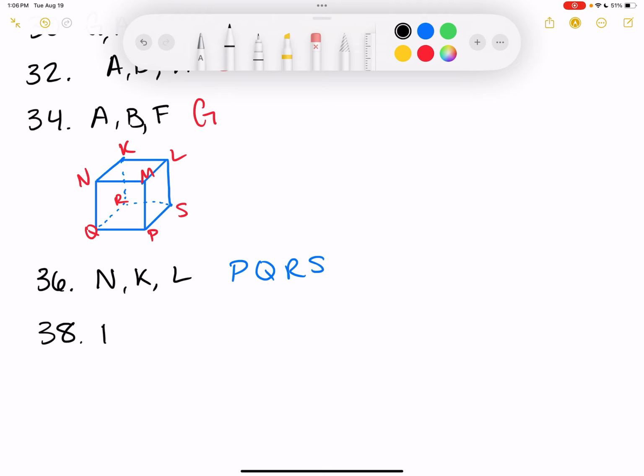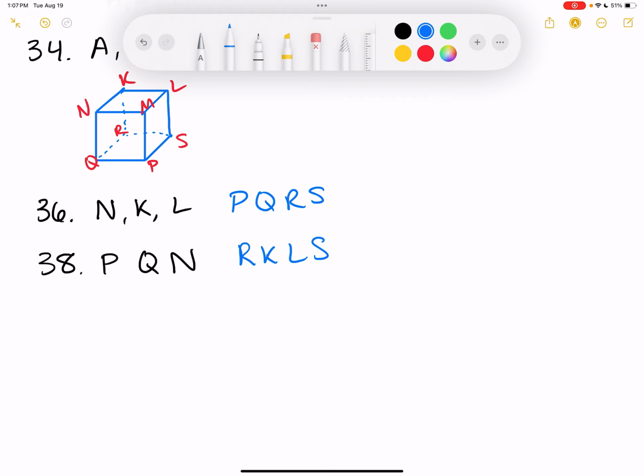38, P, Q, and N. So which 4 points are not on that plane? R, K, L, S. Yep, RKLS. Okay, because M would also be on this plane with these. How about 42? P, S, K. Yep, Q, R, M, and L.